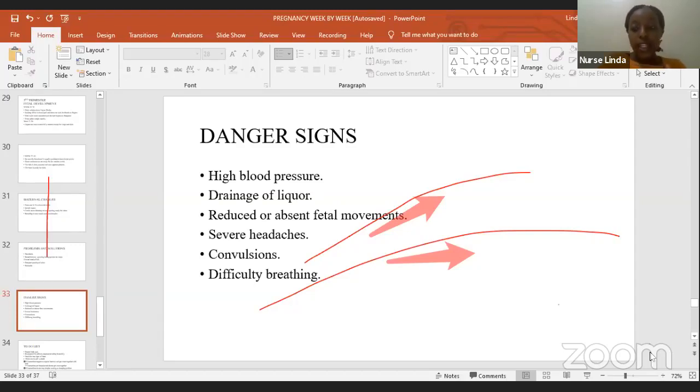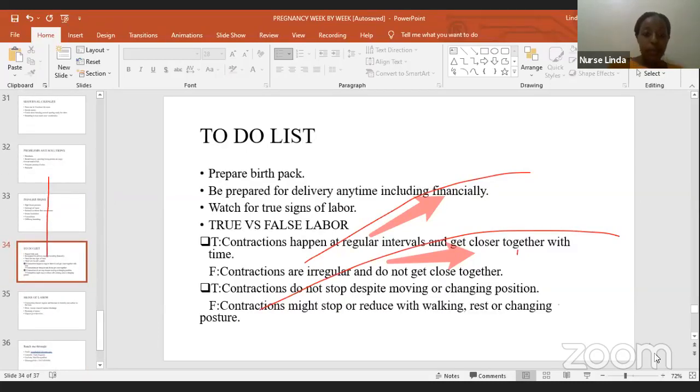There is also difficulty in breathing. At this stage of pregnancy, there's that normal difficulty in breathing because of the compression by the fetus, but a woman might experience very high levels of difficulty in breathing, and they need to be checked, because maybe it could be what we call emboli in the lungs, and it can be very dangerous for her and the fetus.